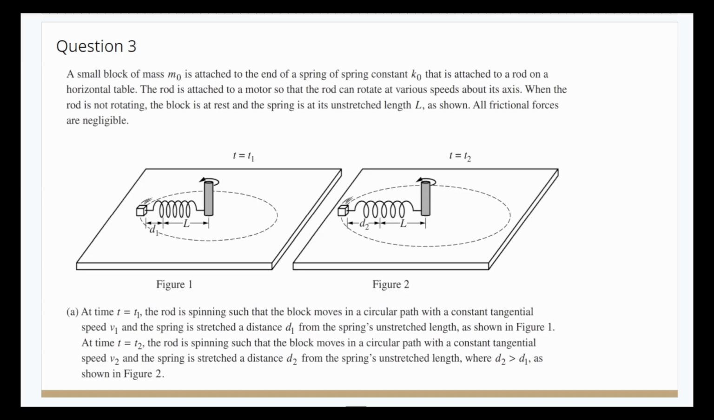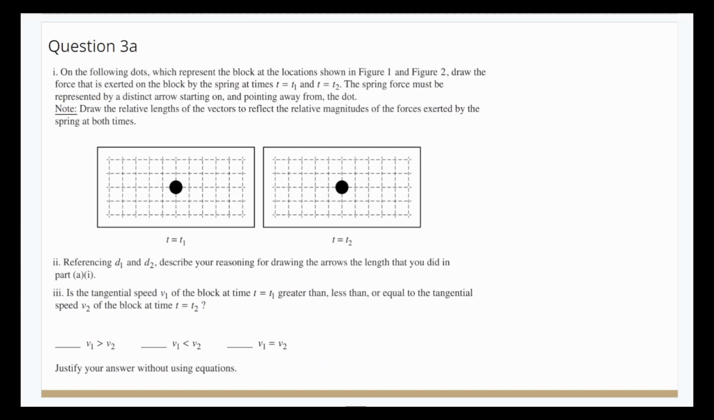So let's look at part A. At time t equals t1, we have the figure on the left where the spring is stretched a distance d1 and the system is spinning at a certain velocity. Figure 2 is the exact same thing, except the system is probably spinning at a different velocity, and the distance that the spring is stretched is bigger now, d2, and it's specifically noted that d2 is greater than d1. So now let's go to the question part of part A.